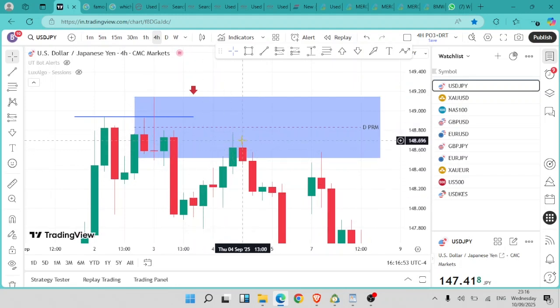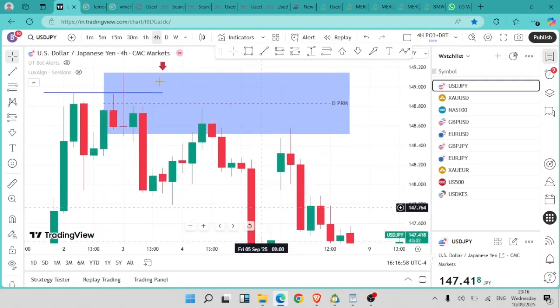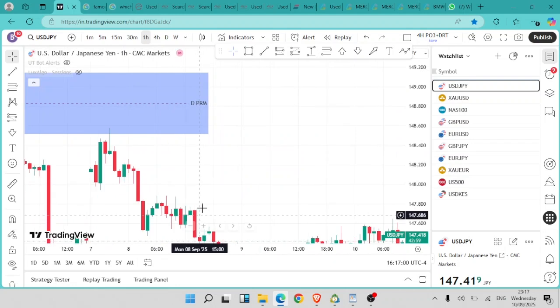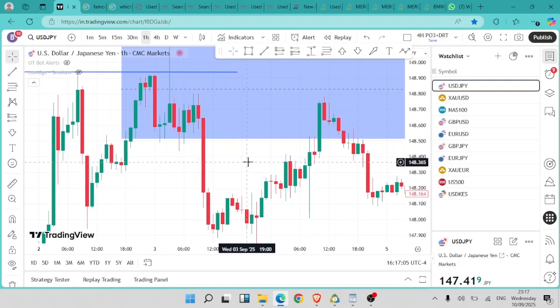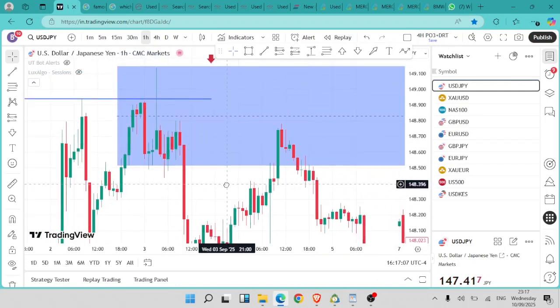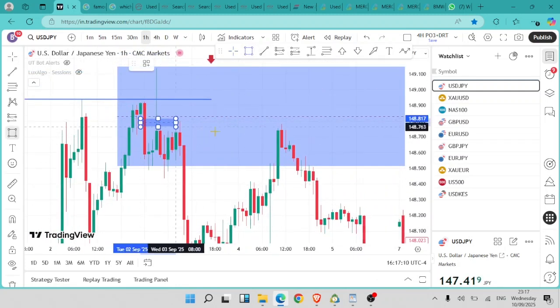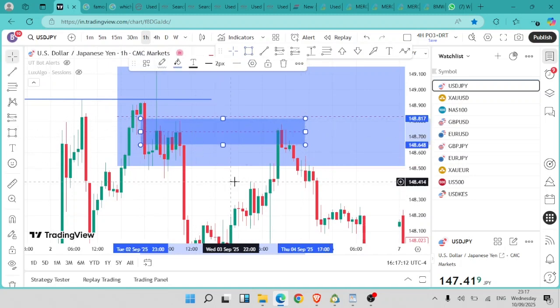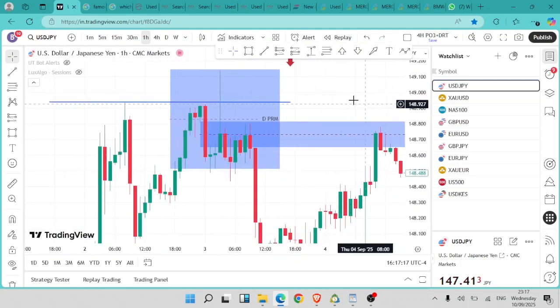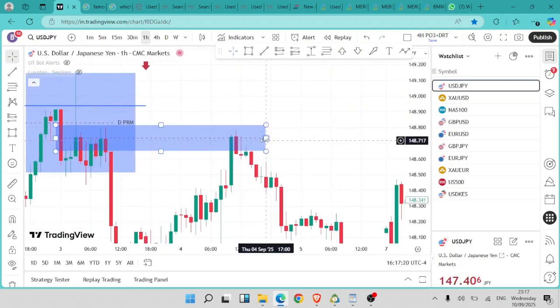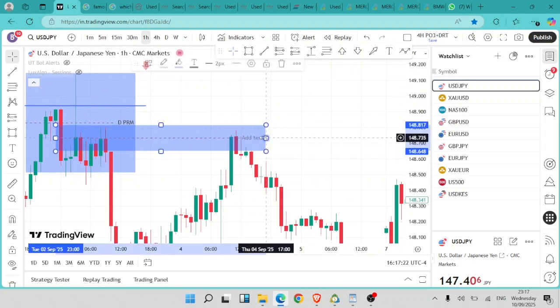Price has come into this premium, but we do not know which zone exactly it will react off to go lower. So we go to the 1-hour time frame and see if we can find anything meaningful where price is reacting from. And then you'll notice we have this fair value gap. This 1-hour fair value gap is the first area where price is likely to react from. And this fair value gap is inside the premium, which is one of the most important aspects of this model.